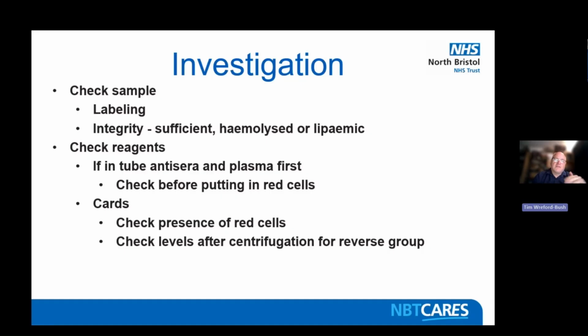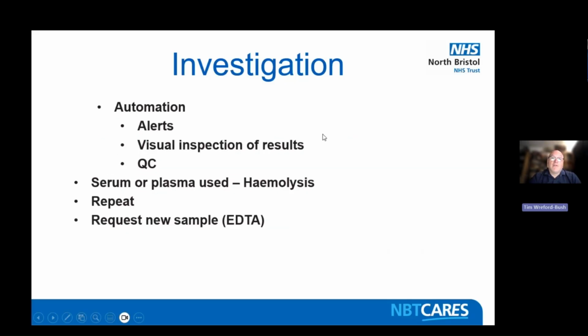Check the levels after centrifugation of the reverse group. For instance, you've put your A1 and B cells in, and you've put your plasma in. It should come to a level. If it's below that level, it indicates that maybe you did actually forget to put the plasma in. We're all human; these things happen. Usually, distraction is the key there. And if you find anything wrong, then you can carry on.